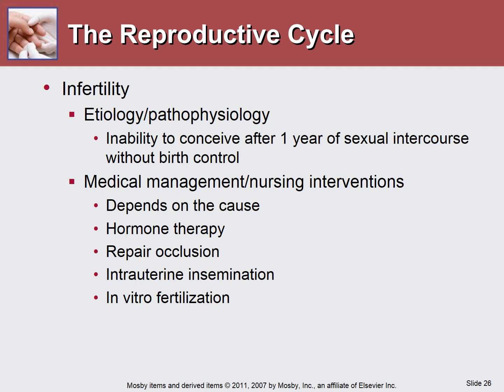Medical management and intervention depend on the cause. Hormone therapy, or surgery to repair any occlusion. If the testes are in the abdomen, we can try to bring them down. Intrauterine insemination and in vitro fertilization can also be used to manage the condition.